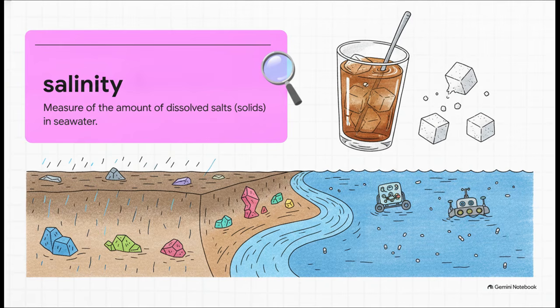But what we rarely see is rainwater percolating through the soil, dissolving weathered rocks and minerals. After passing through that dirt, the rainwater carries those invisible, dissolved minerals straight into our rivers, and those rivers dump them right into the ocean.